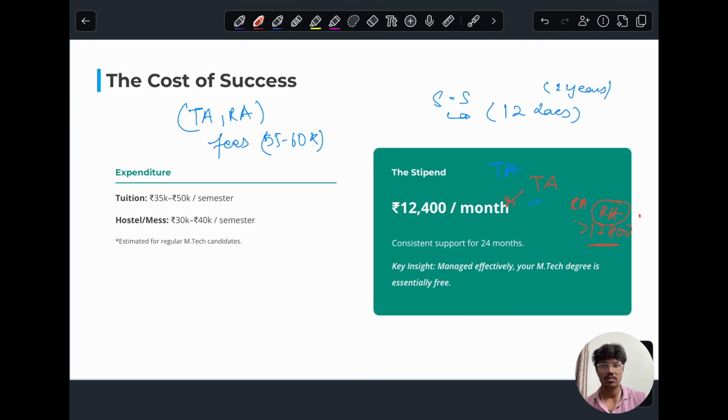So, for the SS category, you have to invest this much amount of money. And for M.Tech RA and TA, the fees amount is the same.